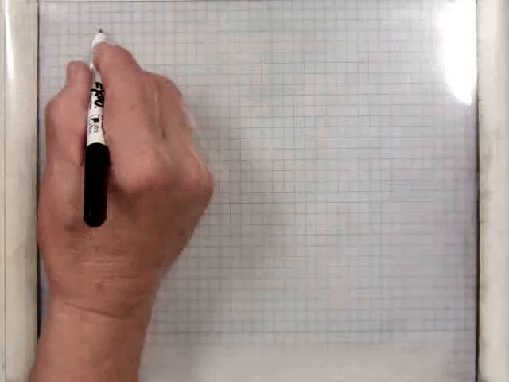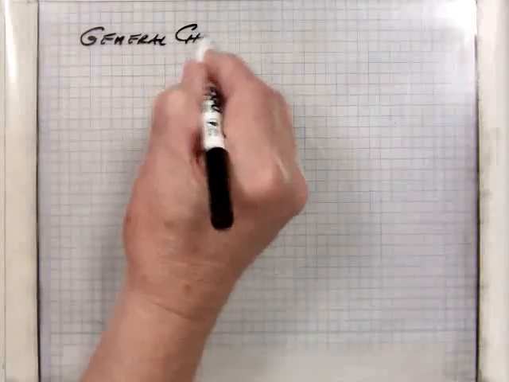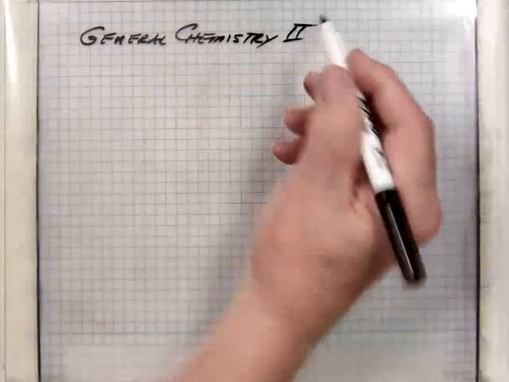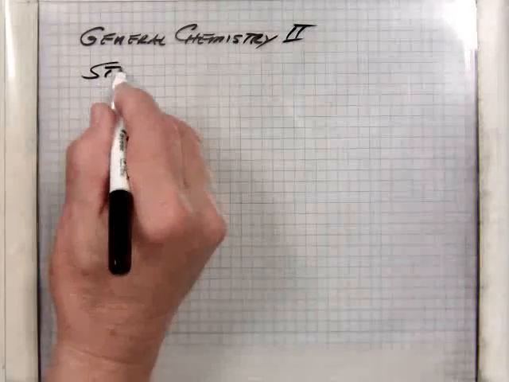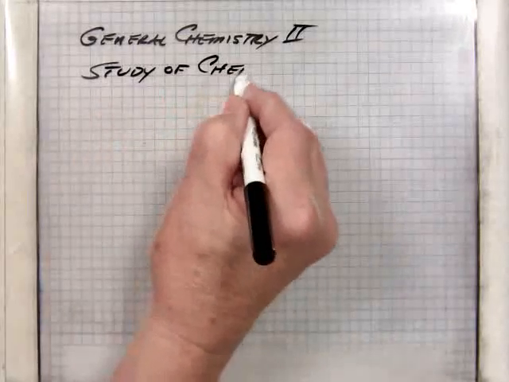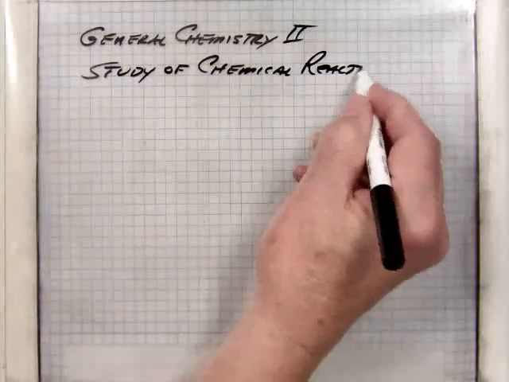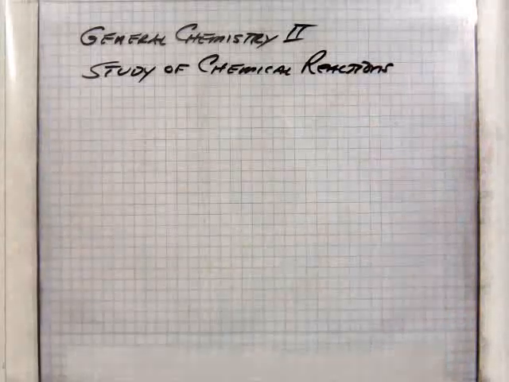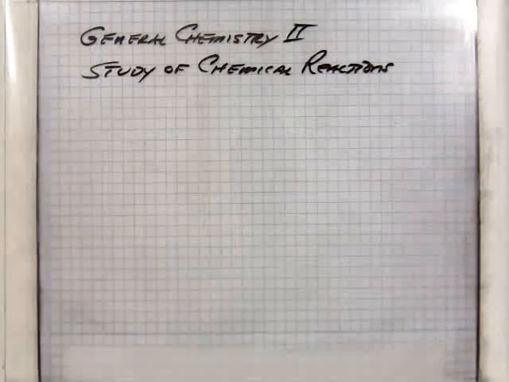General Chemistry 2 is essentially the study of chemical reactions. In the study of chemical reactions, there are three big picture topics that we will cover.